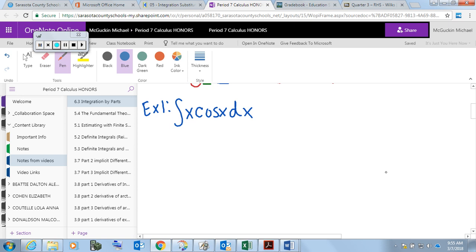And so once I start to realize substitution is not going to work, how do I go about it? That's how we dive into integration by parts.